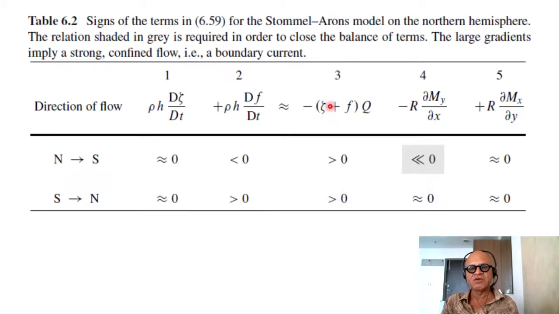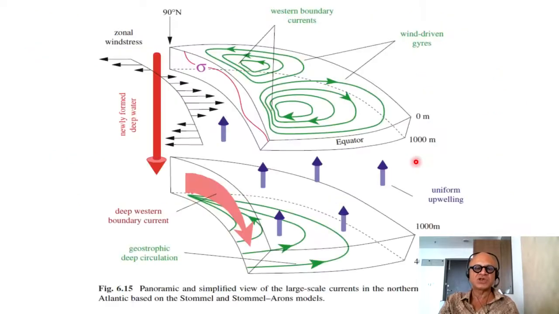So again you can look at the sign of f and zeta, and that also turns out to be 0. And in this case again they found that the western boundary intensification will be needed to balance this situation where you have south to north acquiring vorticity by flowing from low f to high f, and you need the western boundary intensification to balance it by producing negative f. So vorticity conservation again would work.